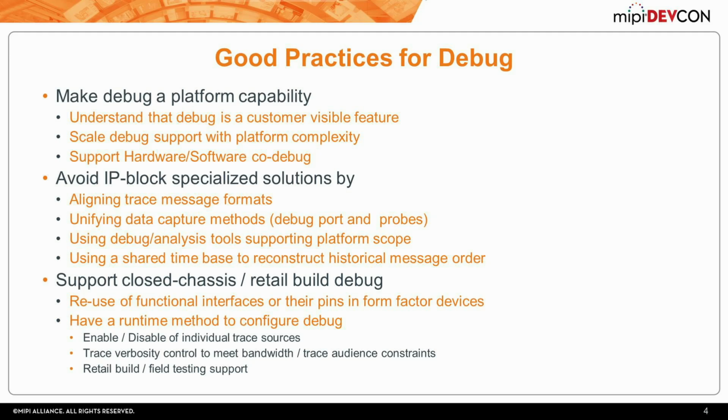If you have several IP blocks creating trace messages, try to unify the data formats. And also the way you capture the data from a platform, from a debug or functional port. Try to standardize on one method that scales to reach everything in your platform, because when you get the data from one interface into one platform scope tooling, the more debug coverage you get with one toolset, the easier it gets to analyze the interaction of these components in your platforms.